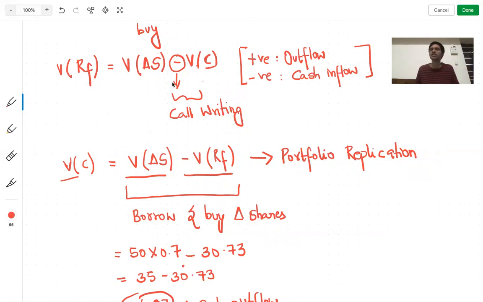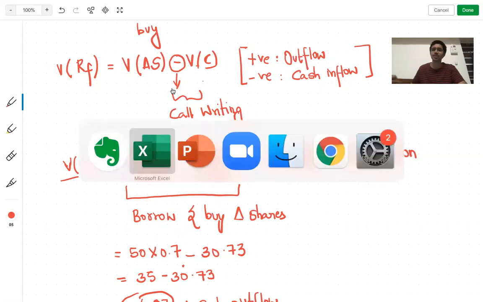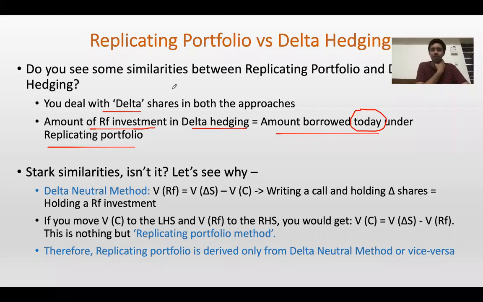So that is the reason, like from a writer position in delta hedging, we were thinking from the point of view of a writer, right? Because we started off saying writing a call and holding delta shares. Whereas in the portfolio replication, we were thinking from the point of view of a holder, right? It's just because of the fact that we moved it from the RHS to the LHS. These are the same points that I mentioned in the slide as well. Let's quickly go through that.